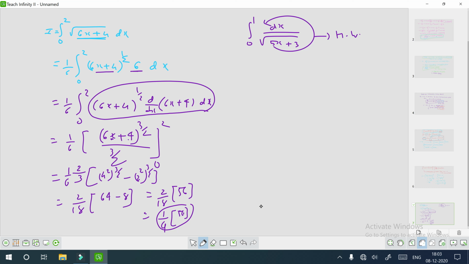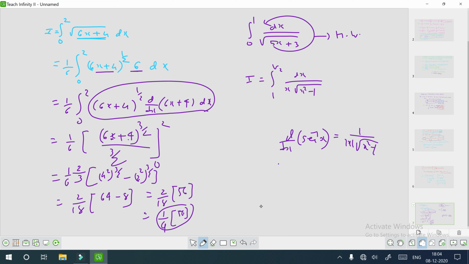Now I is equal to the integral from 1 to root 2 of dx over x under root x square minus 1. One thing, how to check this one? You know that this one is the derivative of some function. What is the derivative of sec inverse x? Okay, 1 by mod x under root x square minus 1.